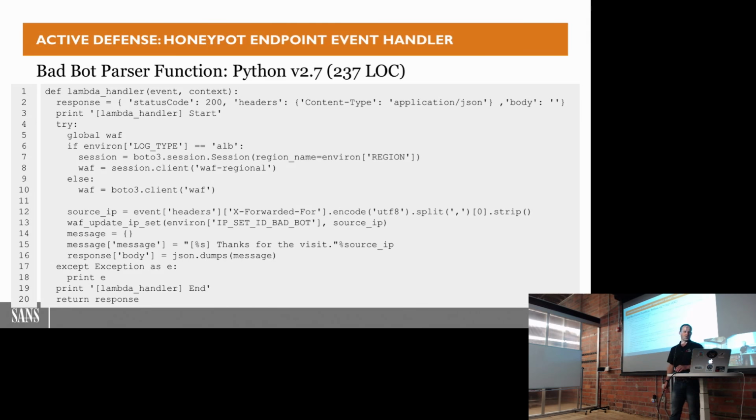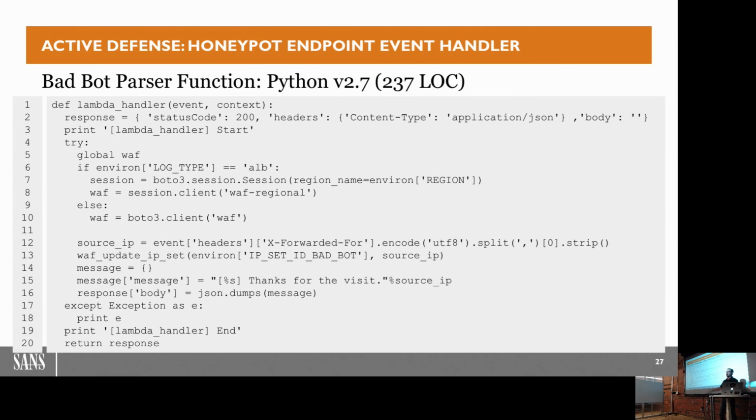And the idea is it should do something like this. You look at the environment, and if that is ALB, then you make one call into the CLI called WAF regional. If not, you call into WAF, and you just add the IP address straight to the IP set for the bad bots, and that's it. And you've taken that IP address, and they can no longer get to your site. How simple is that? So that is the active defense internal to our network.